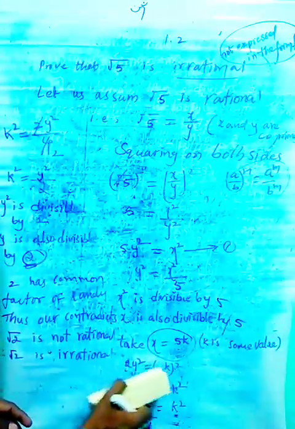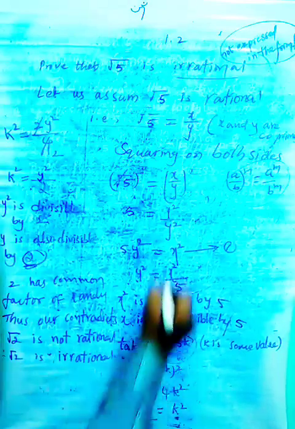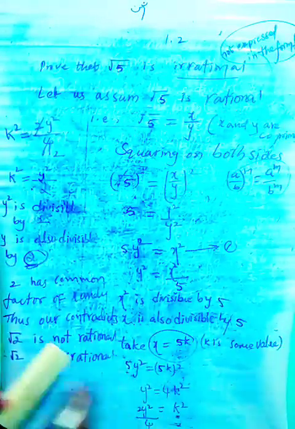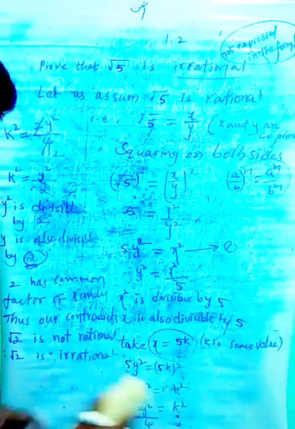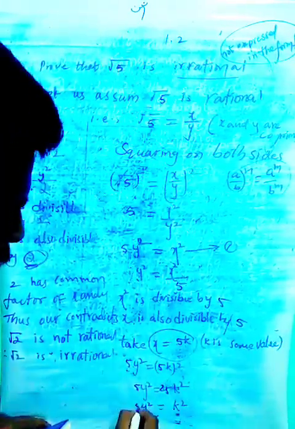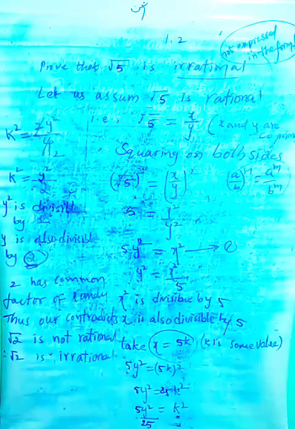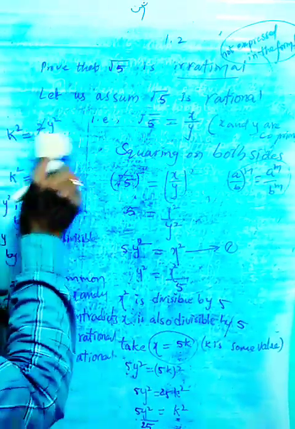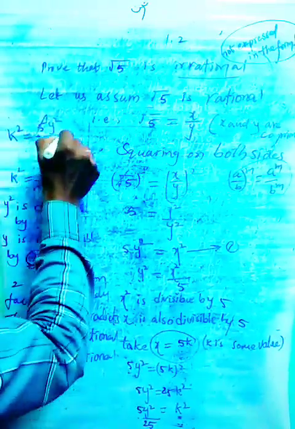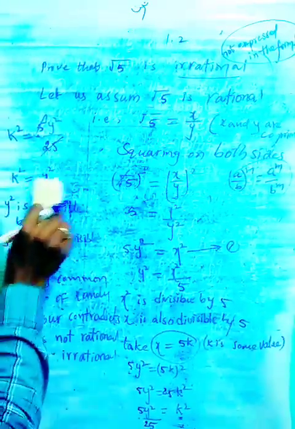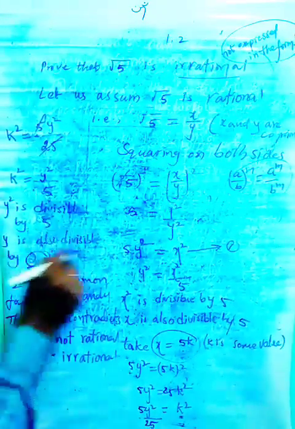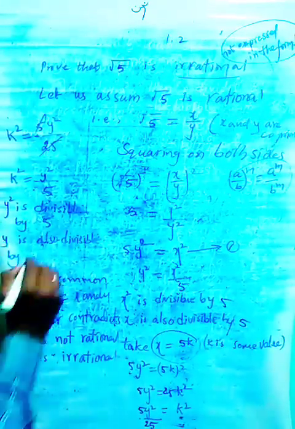Applying the value in equation 1, 5y square is equal to 25k square, so y square is equal to 5k square by 5... that is, y square is divisible by 5. Y square is divisible by 5, so y is also divisible by 5.